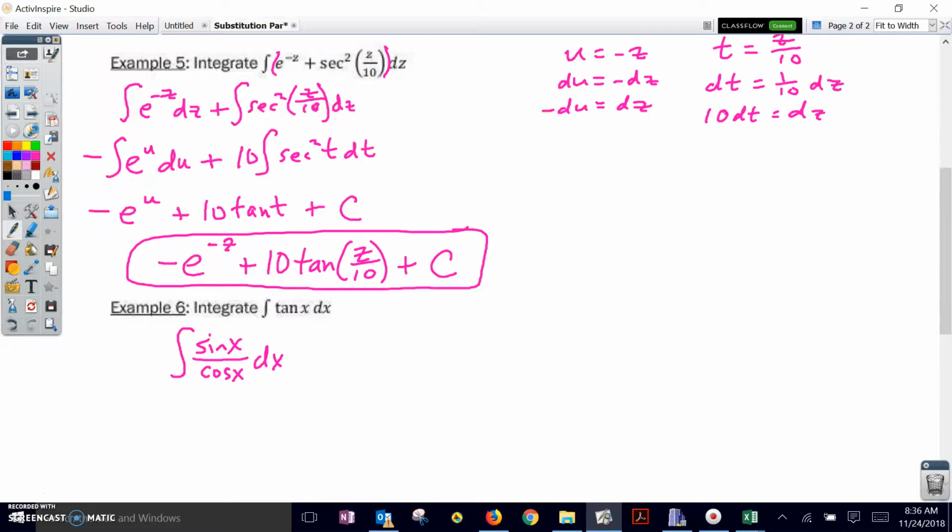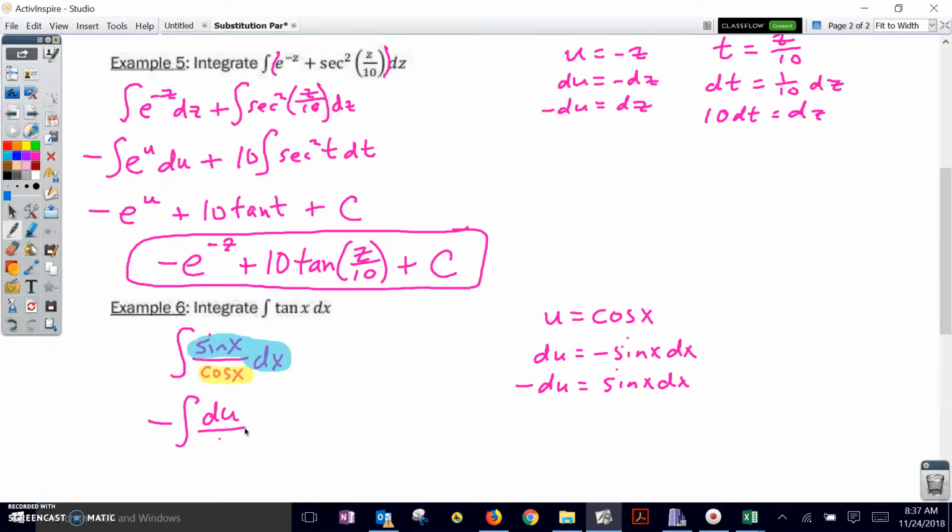And then we'll make a substitution. The substitution we will make if we run into a fraction like this is always going to be what's in the denominator. So we'll substitute u equals cosine of x, and then du is equal to negative sine of x dx. So sine of x dx is equal to negative du, and so I'm going to replace this sine of x dx with a negative du, and this turns into negative integral of du over u.